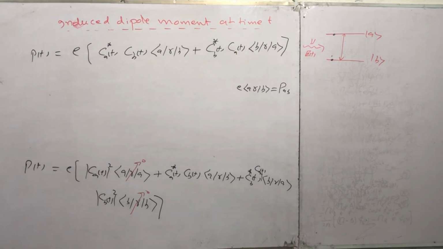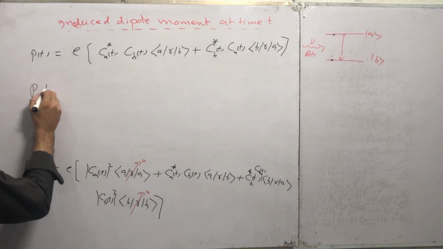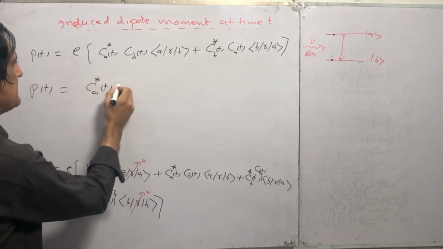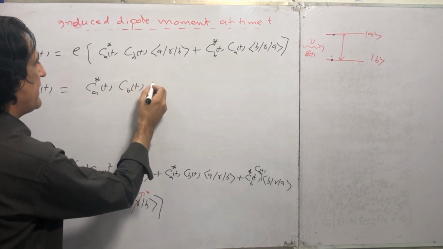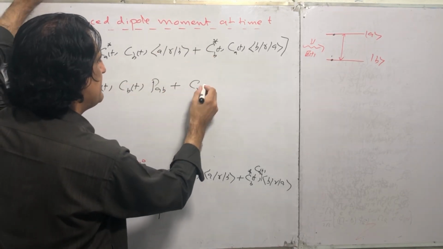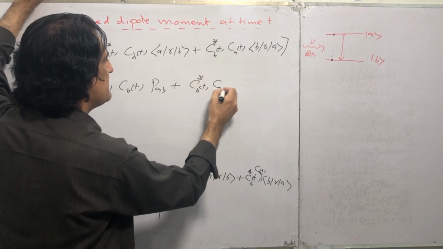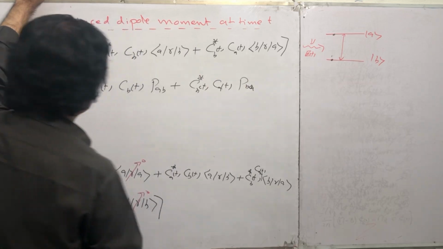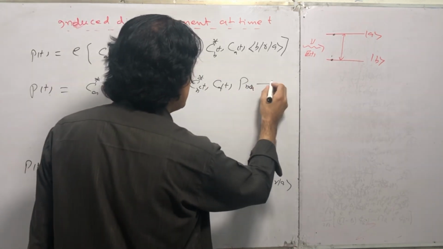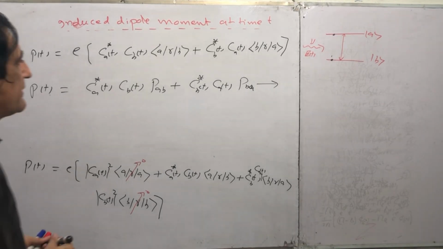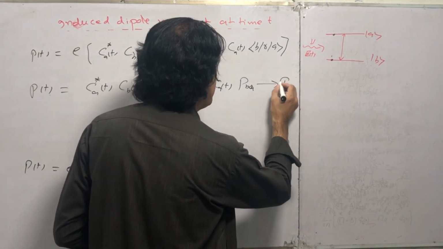So P(t) can be written as C_A*(t) C_B(t) P_AB plus C_B*(t) C_A(t) P_BA. And let's say this is equation number 1.